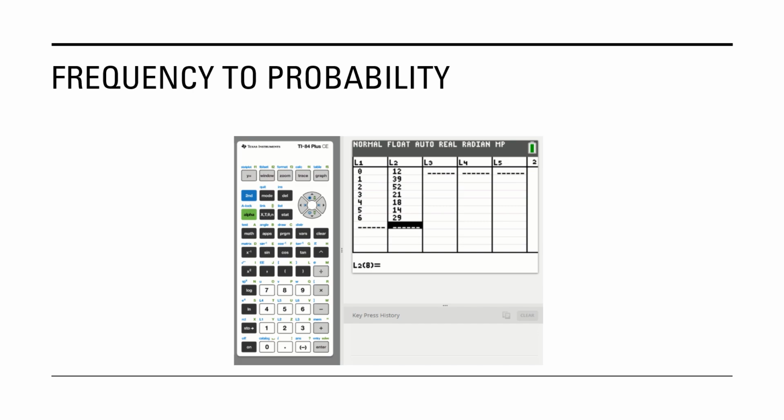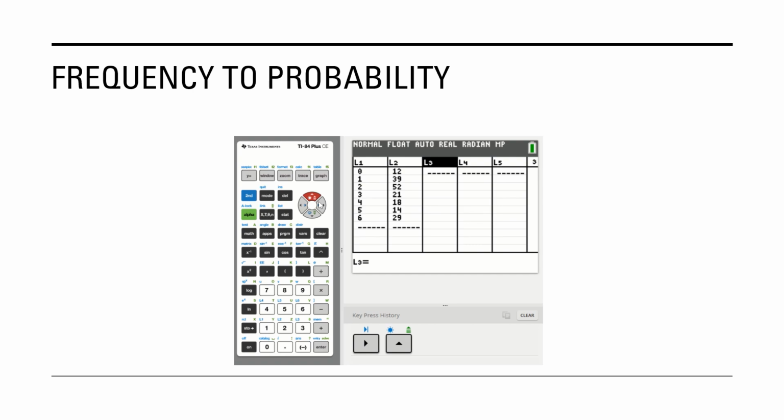Since my L2 is my frequency, or my count, and I really want a P of X, or the probability, I need that part out of the whole situation. So I'm going to go to the right, and now it'll default to a cell. I want it to do math. I want it to calculate something for me. So I'm going to go up one to the name. So the cursor should be on L3.